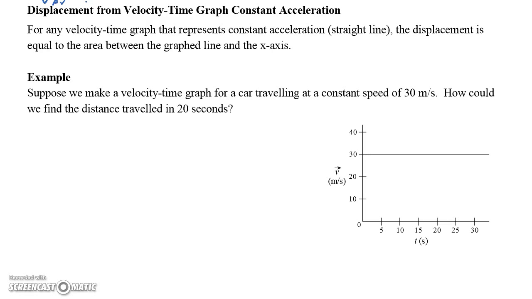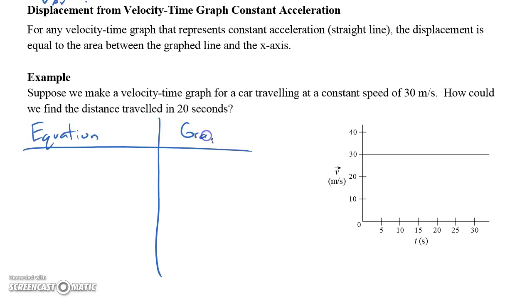If we have a velocity time graph here of a car traveling at a constant velocity of 30 meters per second, how can we find the distance traveled in 20 seconds? Now, let's do this one way that we know how to do it. Let's do this equation way. And then after, we'll compare it to using the graph.